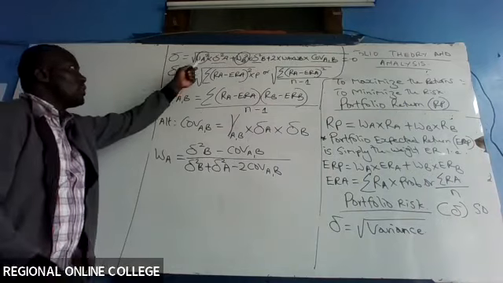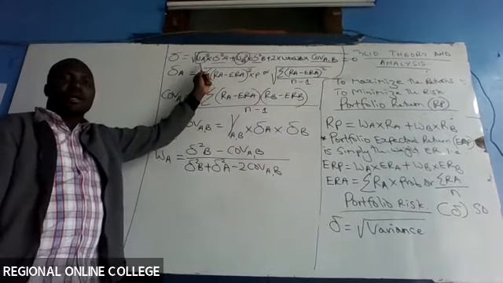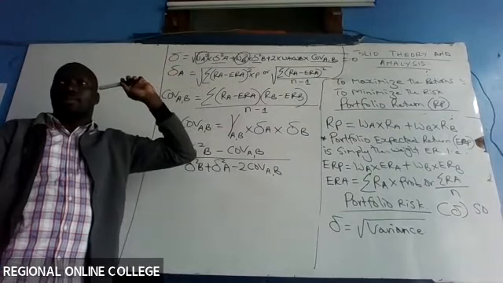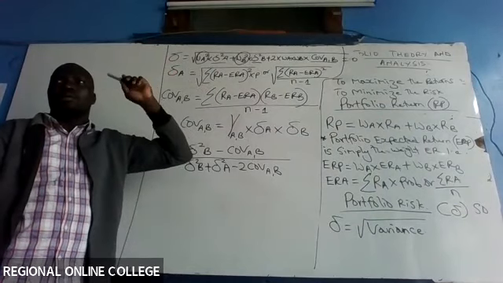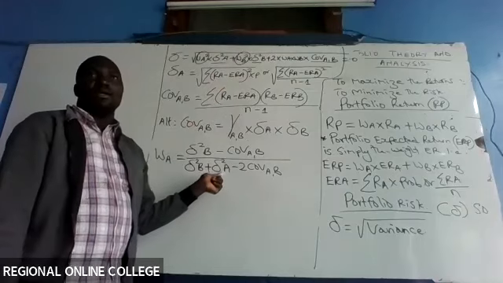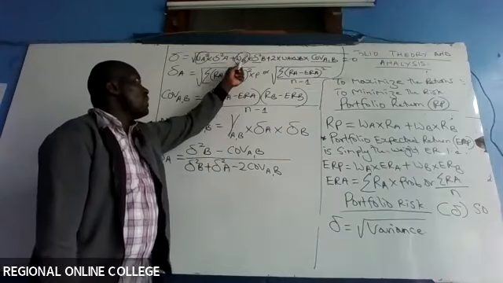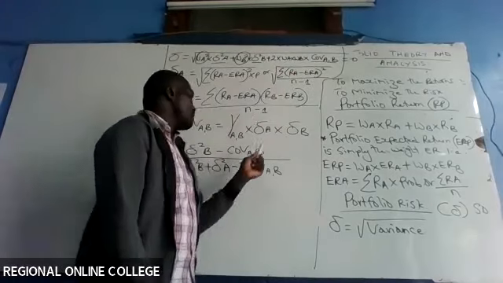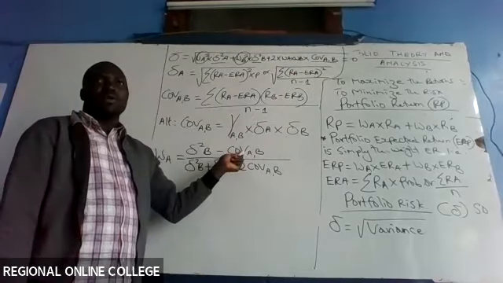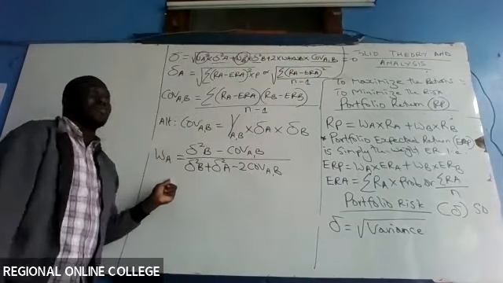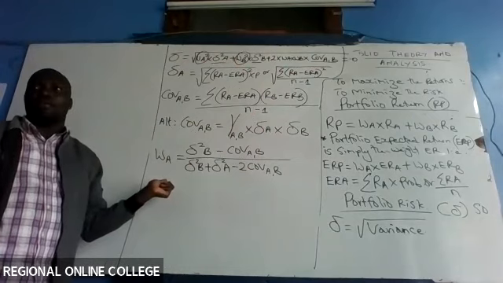You see this equation? Here you could try to make WA the subject of the equation. Because this is the variance of A, right? You will have the variance of B, and then the covariance of AB. So by making WA the subject of this equation, they arrived at this formula to make life easier for us.